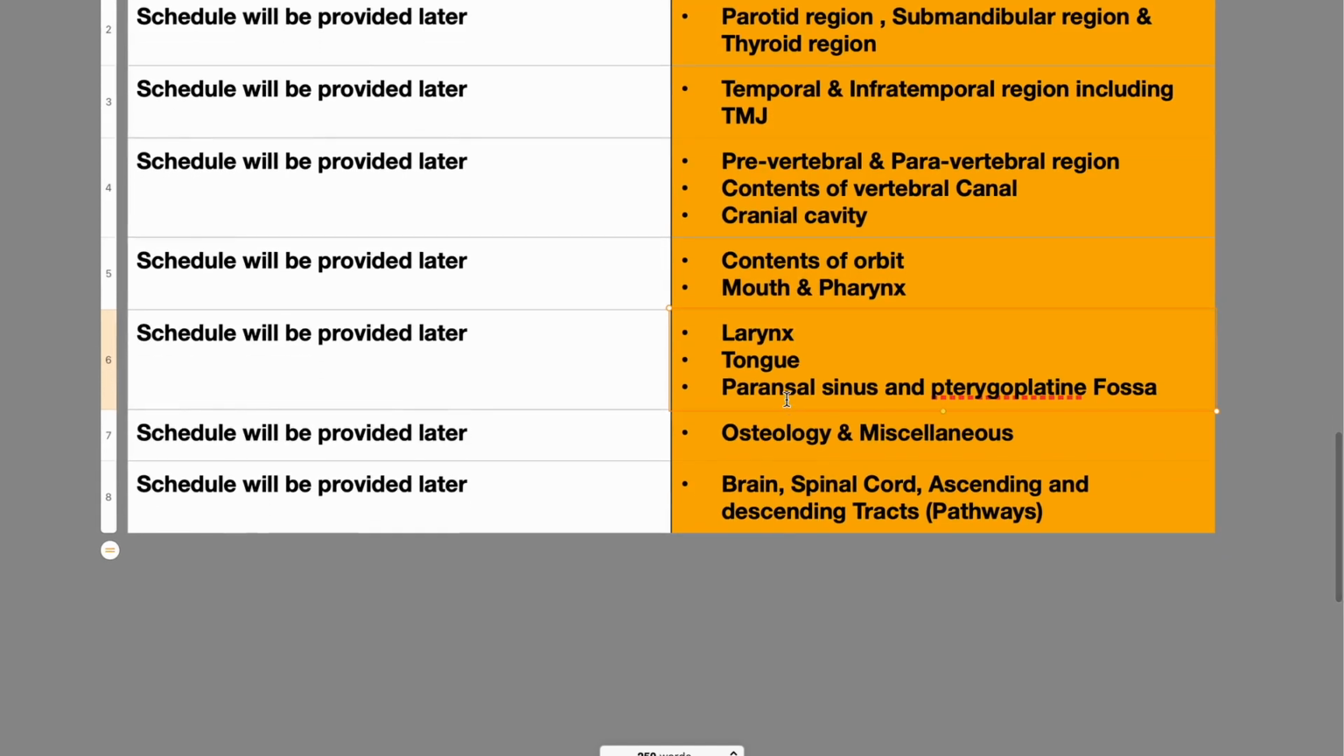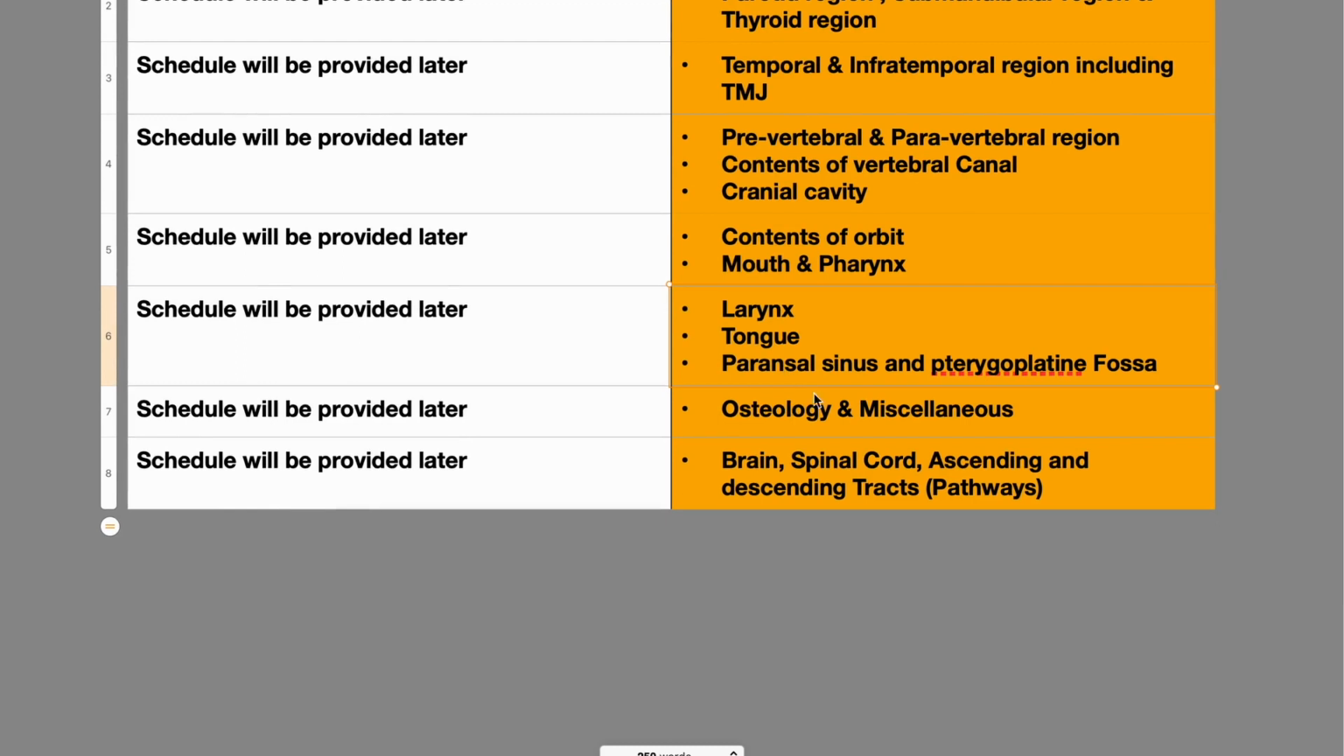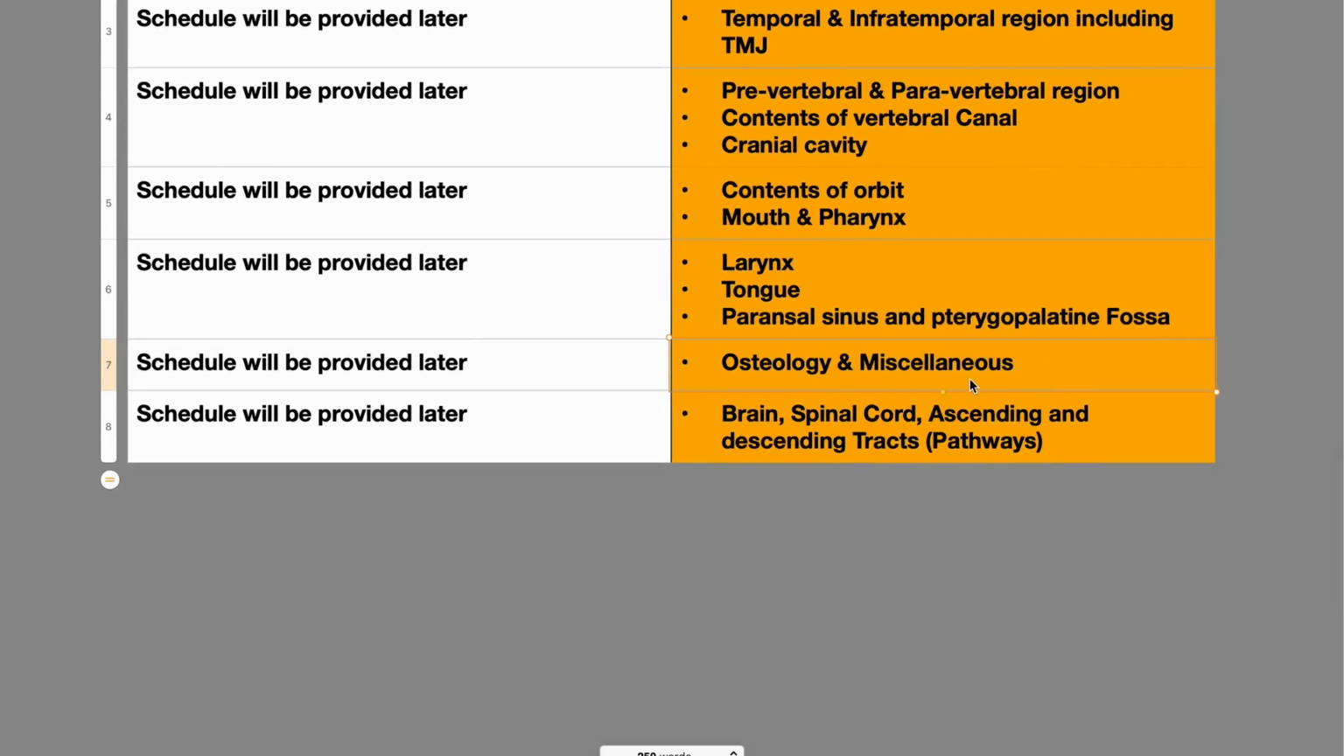Then you have to understand the paranasal sinuses and pterygopalatine fossa. So, small spelling mistake up there, palatine. Then we'll go to osteology. Now, it's a topic in its own. Lots of things are there. It's not like what you've studied for your theory exam. A slight difference. We are not going into that methodology. There's a different methodology, and we'll go for that.